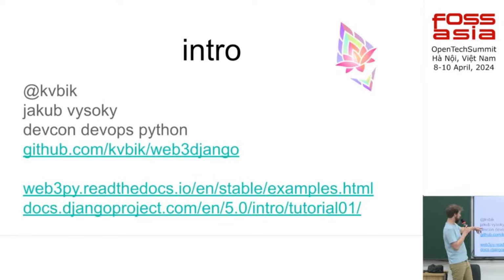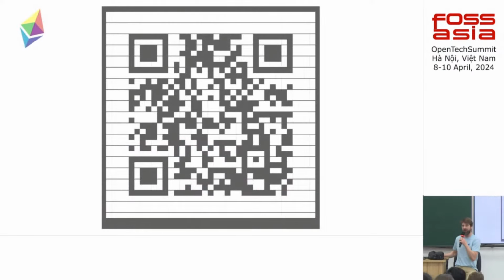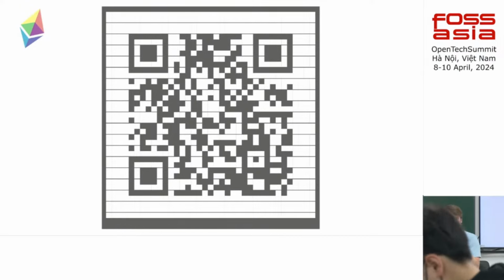So the GitHub link, which is up here under my GitHub, /KBBIK/Web3 Django, is the app that I have built for you. I've spent a couple nights on it, and this is a QR code if you want to just scan it and go. There's source code that I have built, and you can follow based on that. We'll be using this source code for this workshop right now.